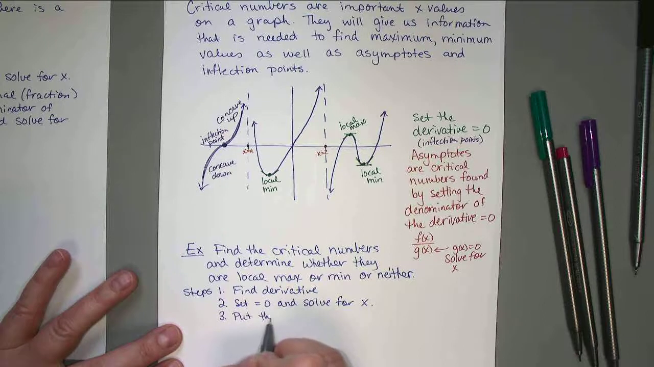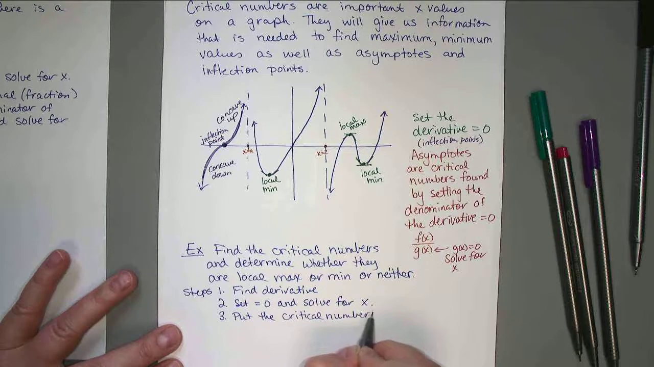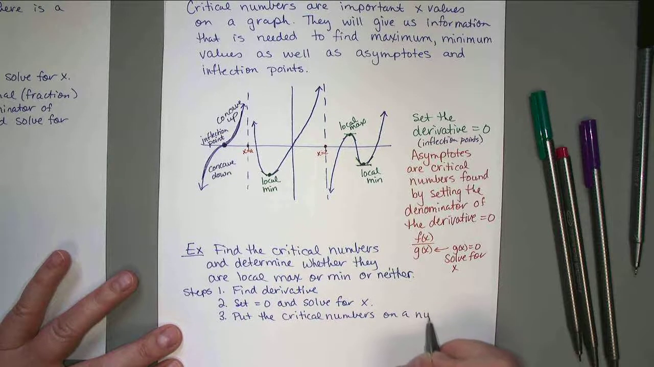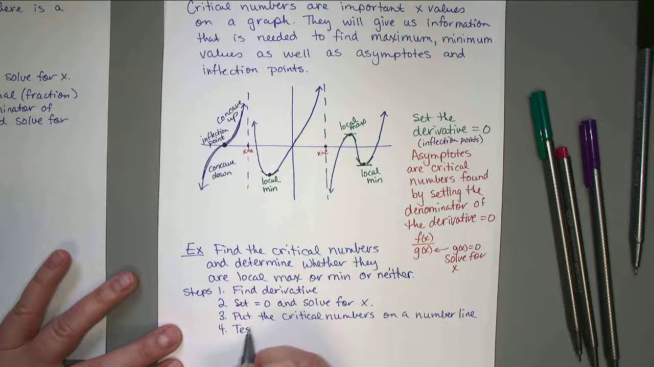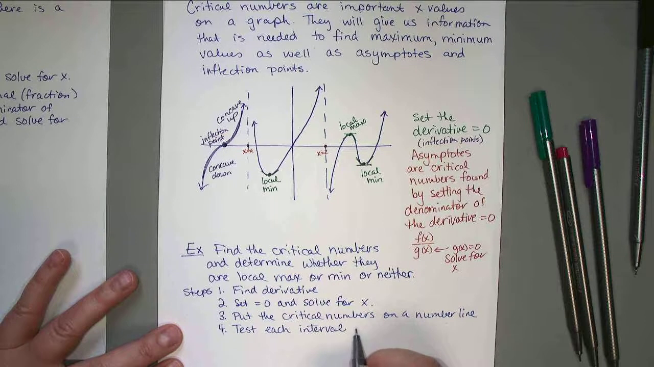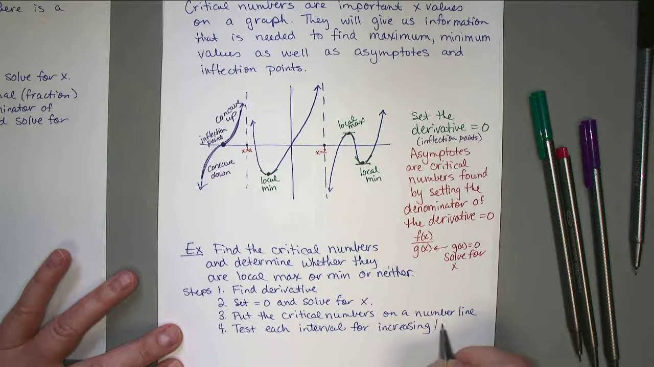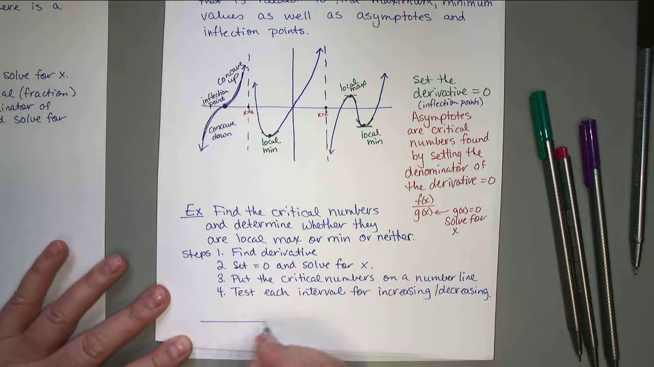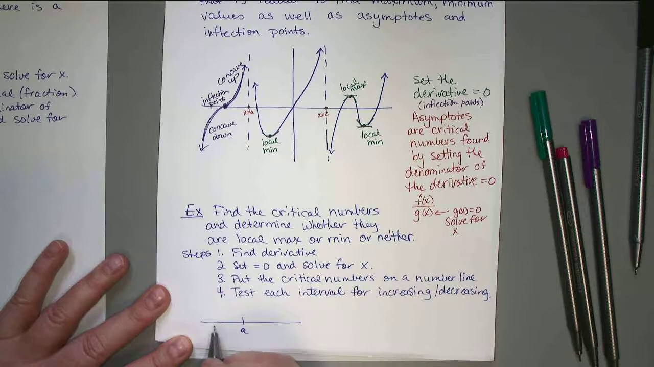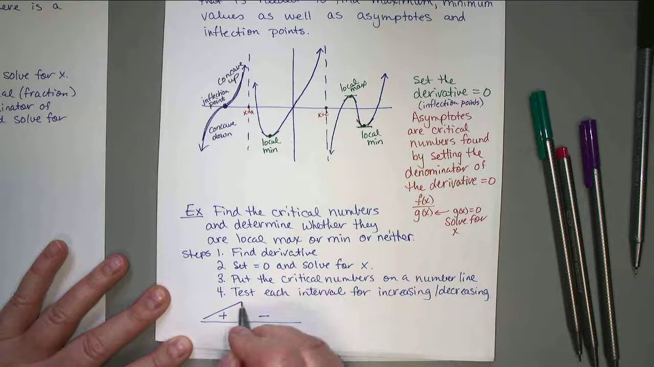Put the critical numbers on a number line. And test each interval for increasing and decreasing. So basically we're going to put a critical number here, whatever it is, and then we're going to test. We're testing whether it's positive, which means the graph is increasing, or negative if the graph is decreasing.